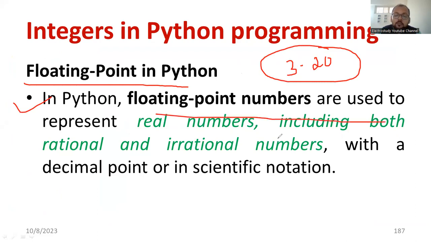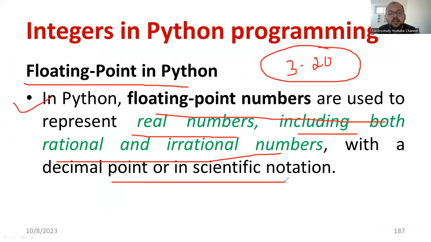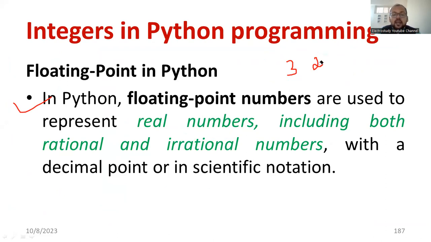Floating point numbers are used to represent real numbers, including both rational and irrational numbers, with a decimal point or in scientific notation. This is actually called a floating point. So definitely, Python supports floating point.